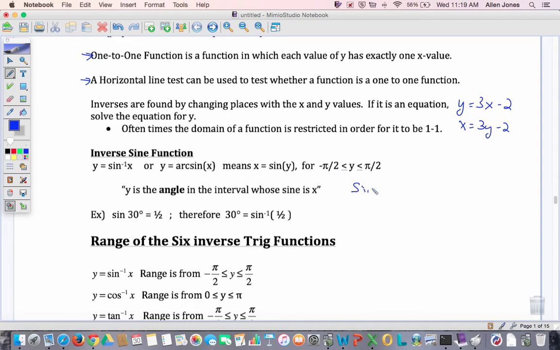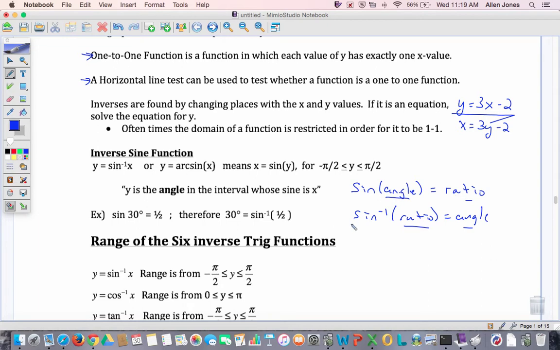Several times through the term this year, I've written this statement up on the board or on the screen. The sine of an angle equals a ratio, or the inverse sine of a ratio equals an angle. So notice the same basically effect here that we had with a y and x. When I change places with the angle and the ratio, or the x and the y, we insert that inverse notation so we have an inverse. So our inverses are found.